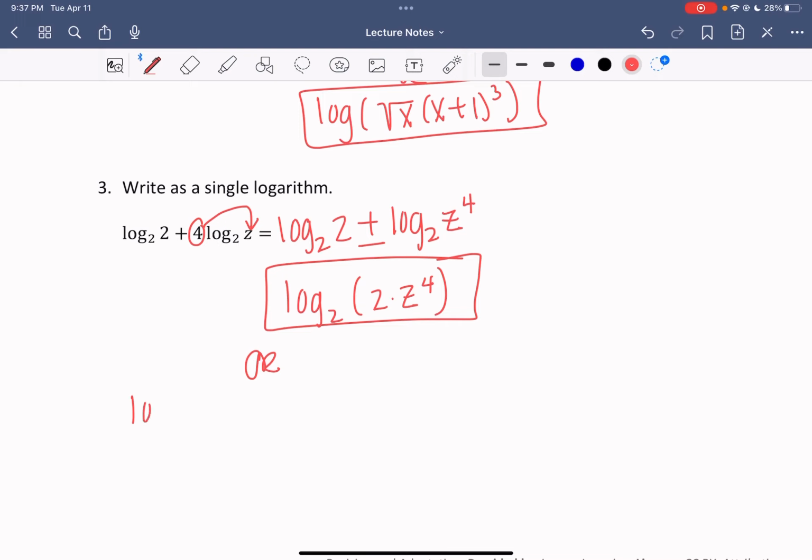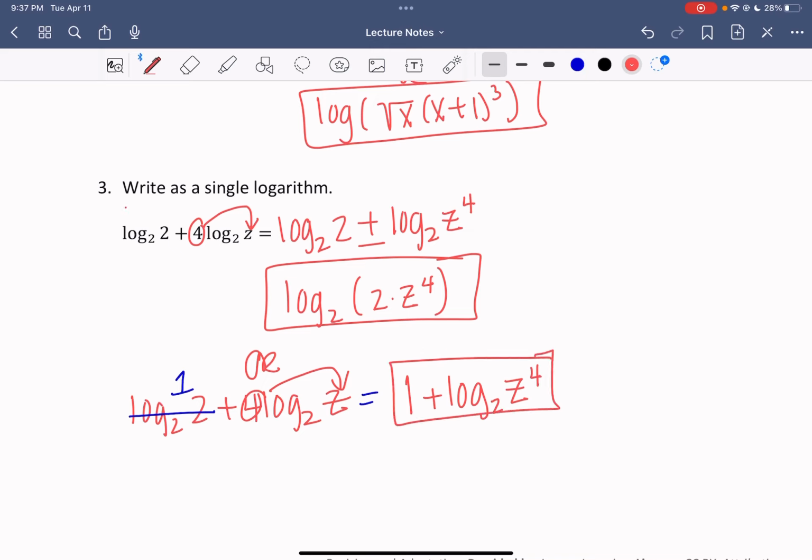Or maybe you saw this. You looked at this initial problem and you said, wait, that's log base 2 of 2. That's just that inverse property. That's equal to 1. That also would be an answer. And we could say 1 plus, take that exponent, bring it back up, log base 2 of z to the 4th. If it said to rewrite as a single log, my answer again has a single log. So just another way of looking at it. Pretty neat on how that's going to work.